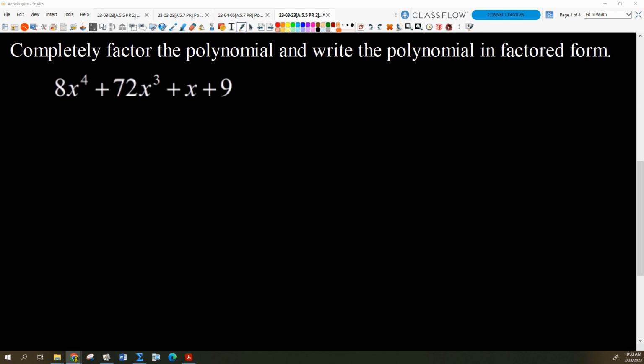Okay, so let's try this one. We're going to break it into groups. You guys want to try it on the board? Okay, go for it. Try it on the board, and then we'll go through it together.